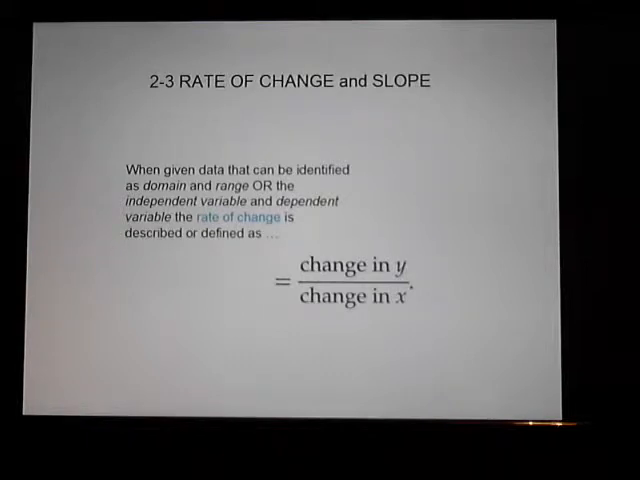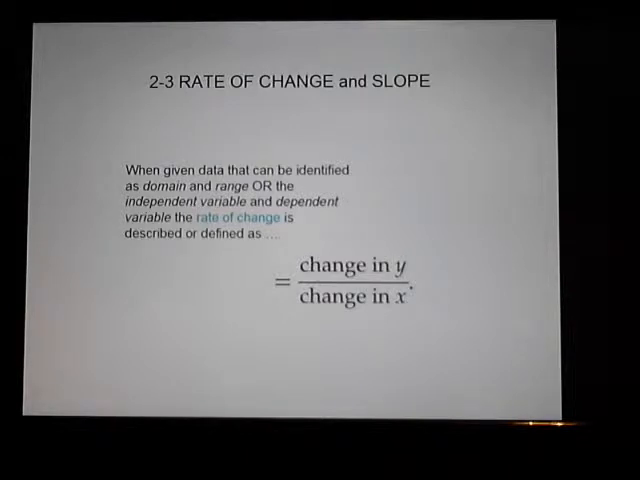Rate of change and slope. So when you are given data that can be identified as domain and range, or the independent variable and dependent variable, the rate of change is defined as change in y over the change in x.